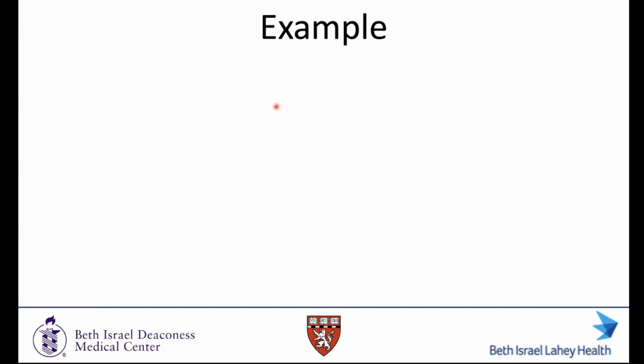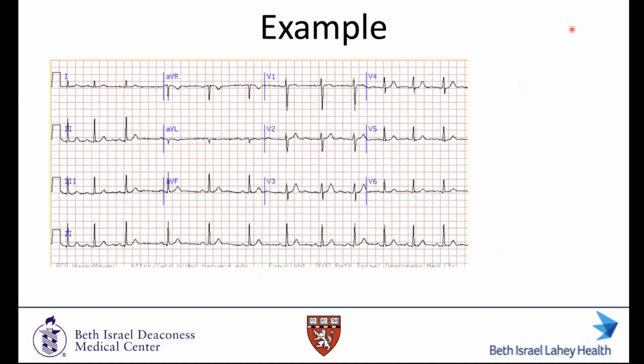Perfect. So now that we've gone through our approach to an EKG, let's practice utilizing our approach on a real example. Take a moment to pause this video and go through the EKG yourself. So starting off, we're going to look at our rate. So here I counted the number of QRS complexes and multiplied it to get 72 beats per minute.